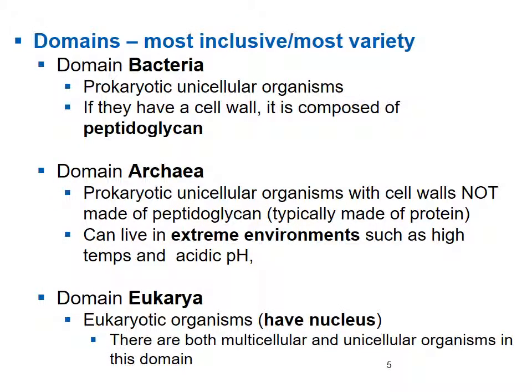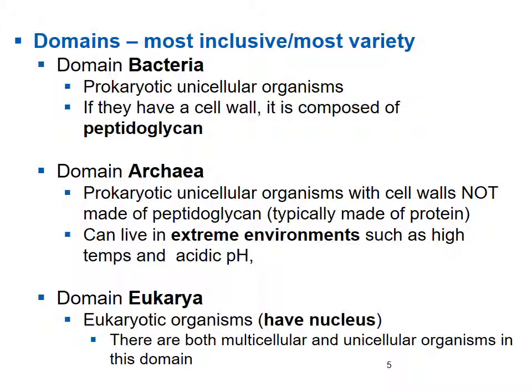So if we look at the domain level, again, the domain is the most inclusive, or there's the most variety of organisms that fall into a domain. Bacteria are prokaryotic organisms. They're unicellular. If they have a cell wall, it's composed of peptidoglycan. We've talked about bacteria multiple times before, so that should not be anything new to you. Archaea are prokaryotic and unicellular organisms. They do not have peptidoglycan in their cell wall. Typically, if they have cell walls, they're made of protein. These guys can live in extreme environments like high temperatures or acidic pH. They don't only live in extreme environments, but that's what they're famous for. So for our class, we're going to focus on that.